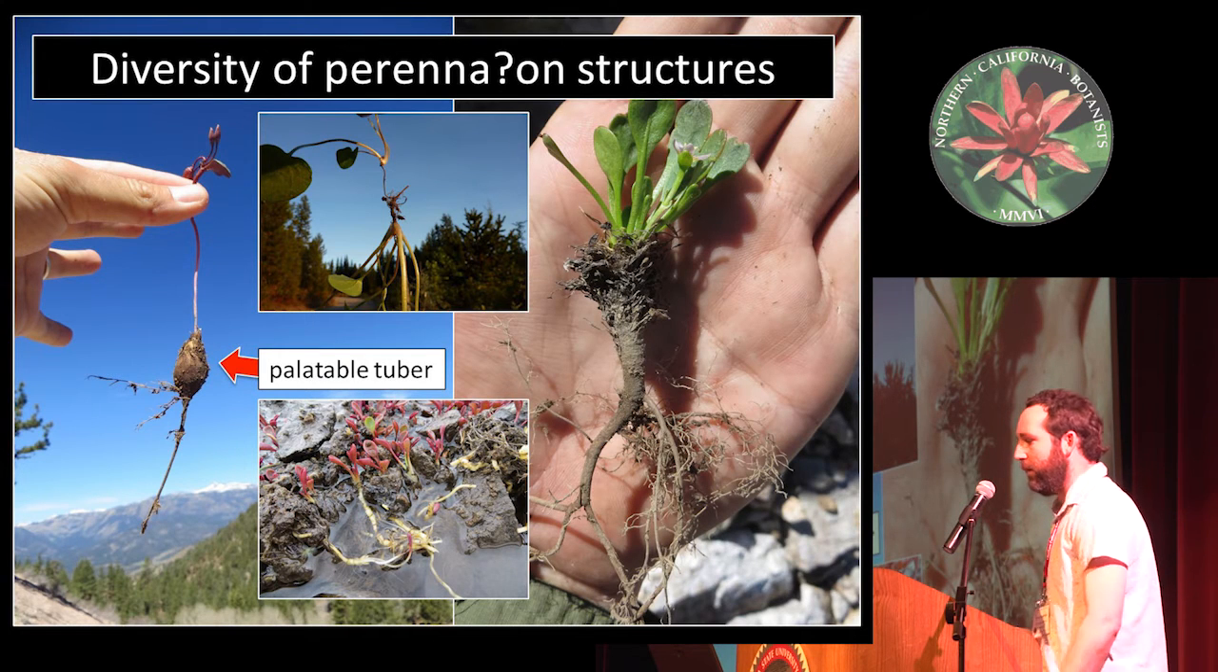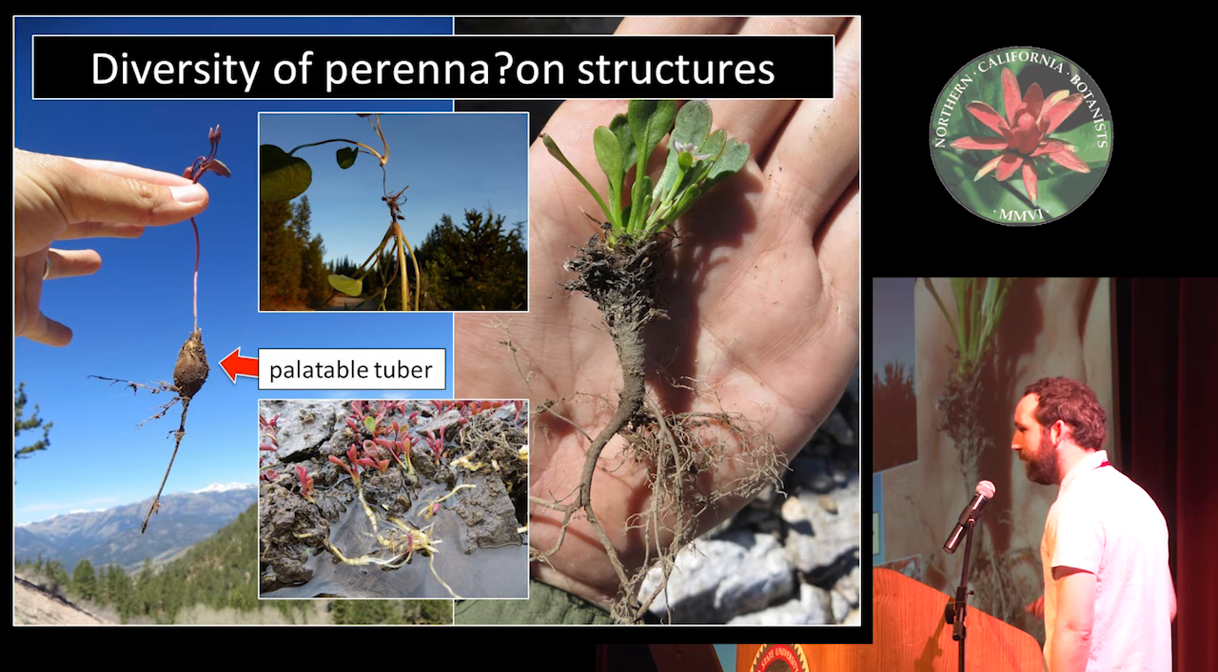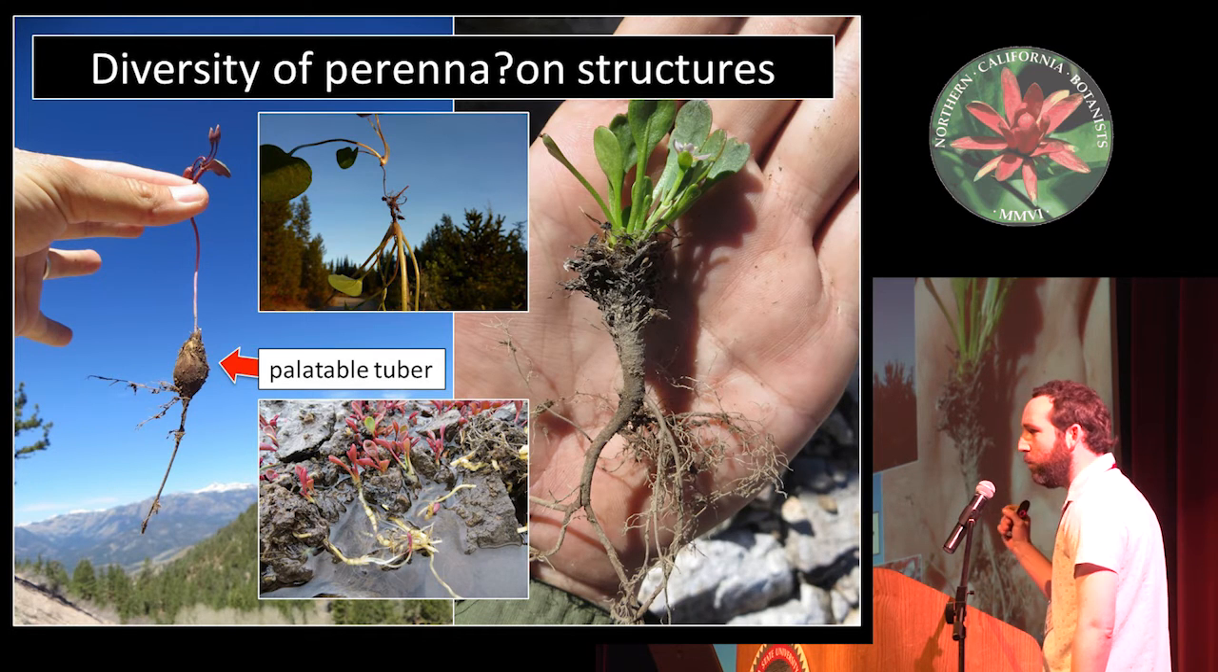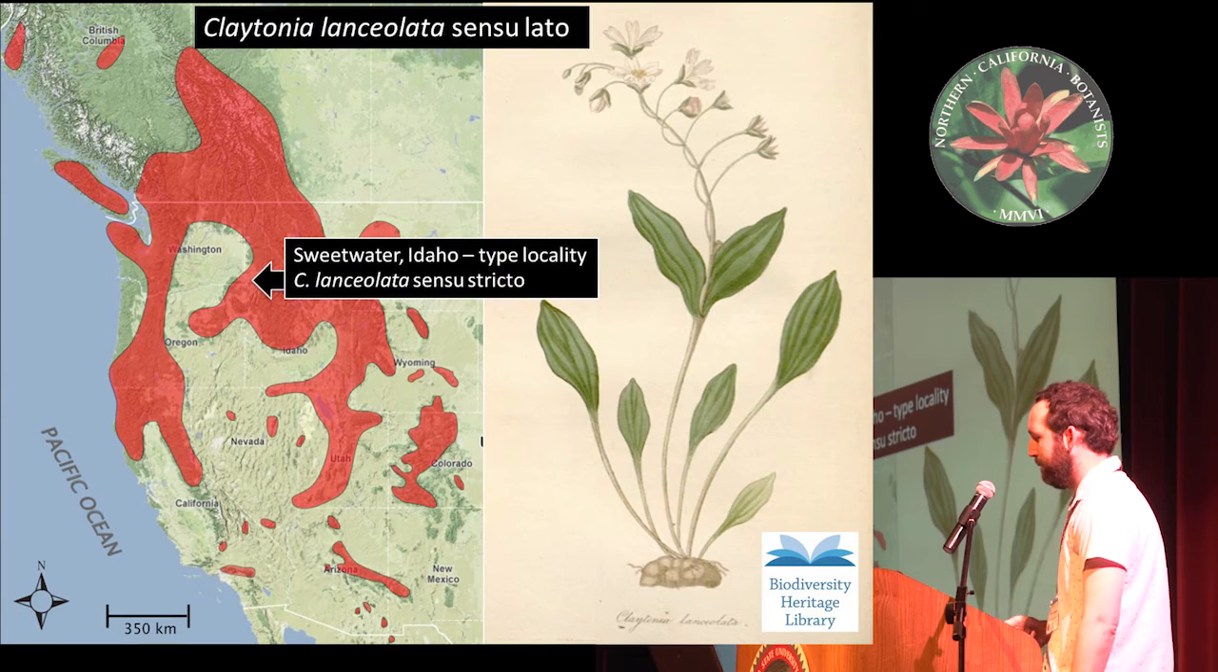And just to give you a sense of the diversity of perennation structures, we have these palatable tuberous species that I study, and also these more like carrots, taprooted perennials, and various rhizomatous perennials. This one has a thin, woody rhizome, and this one with thick, fleshy rhizomes.